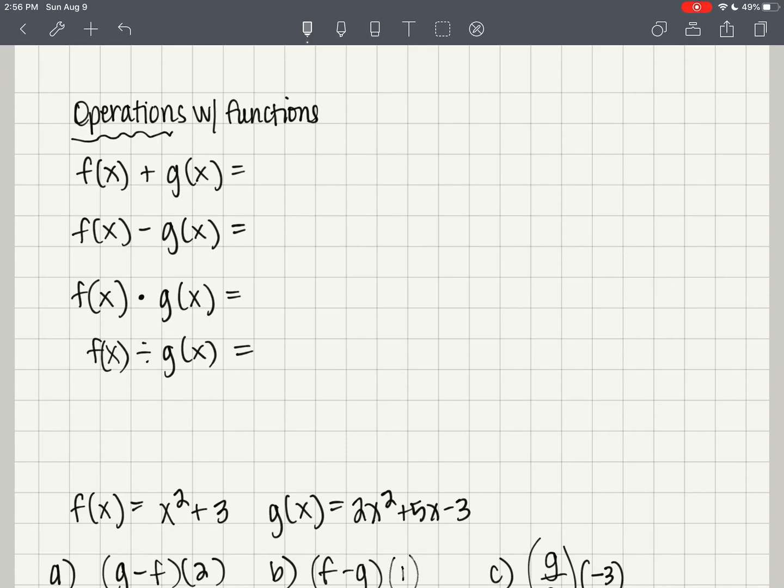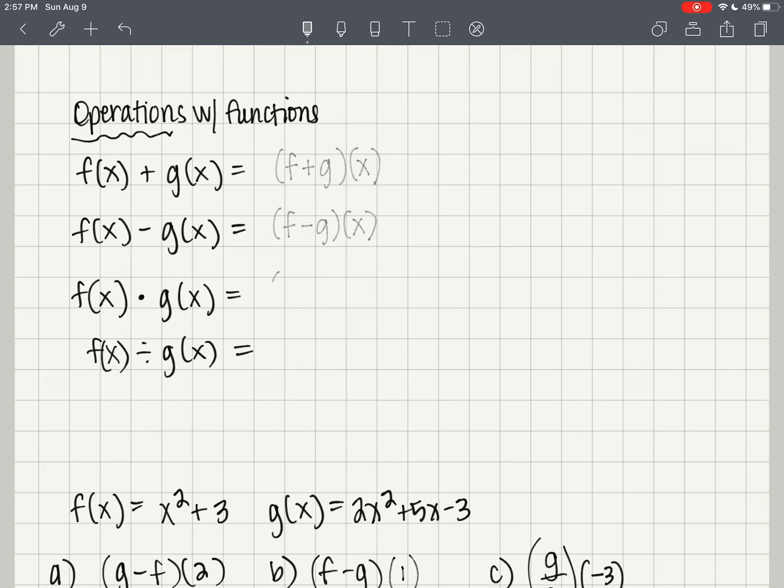Operations with functions. In these following examples, we're going to be dealing with two different functions, one that's named f and one that's named g. They both have an input of x. When I take f of x plus g of x, I can also rewrite that as f plus g of x. We're going to be adding the f function and the g function, and x is going to be our input. Another way to see f of x minus g of x would be f minus g of x. These are synonymous with one another.